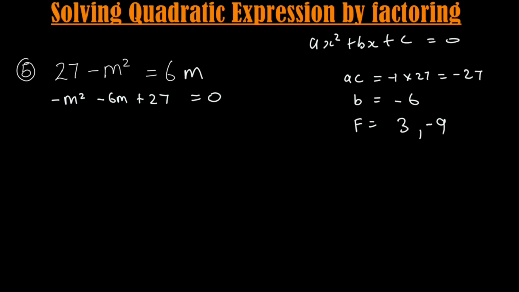So now that we have found our two factors, we can go ahead and replace our middle term, positive 3m, negative 9m, and we write back our c term. Now that we found our factors, we can go ahead and factorize.